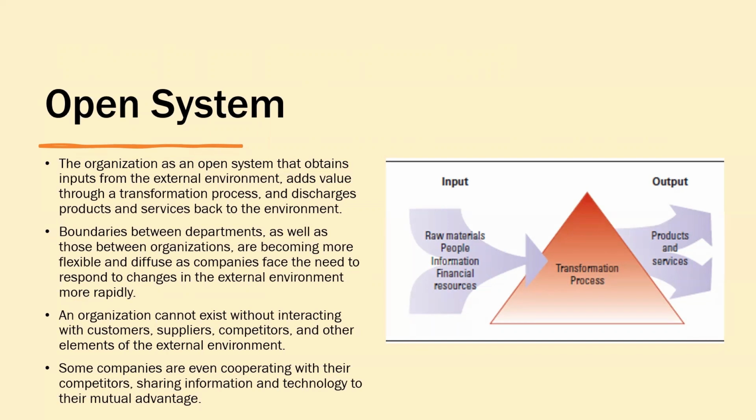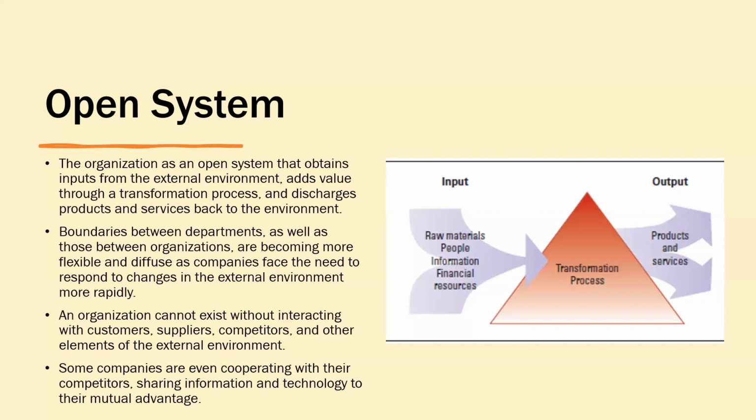We call it an open system. Now, even though there are boundaries between departments as well as those between organizations, they are becoming more flexible and diffuse as companies face the need to respond to changes in the external environment more rapidly. An organization cannot exist without interacting with customers, suppliers, competitors, and other elements of the external environment. Some companies are even cooperating with their competitors, sharing information and technology to their mutual advantage.